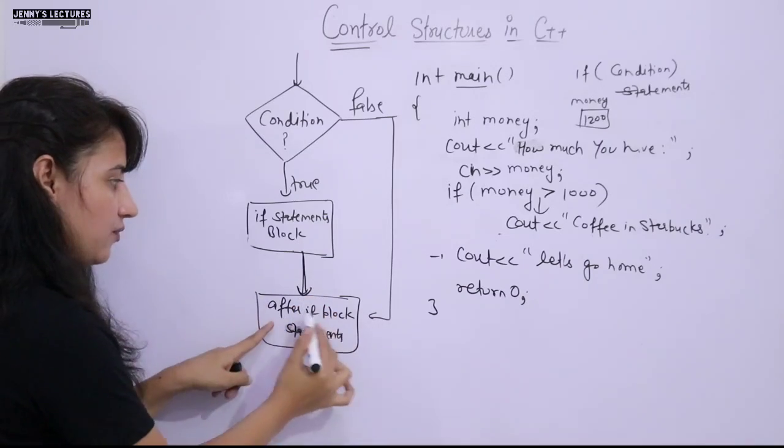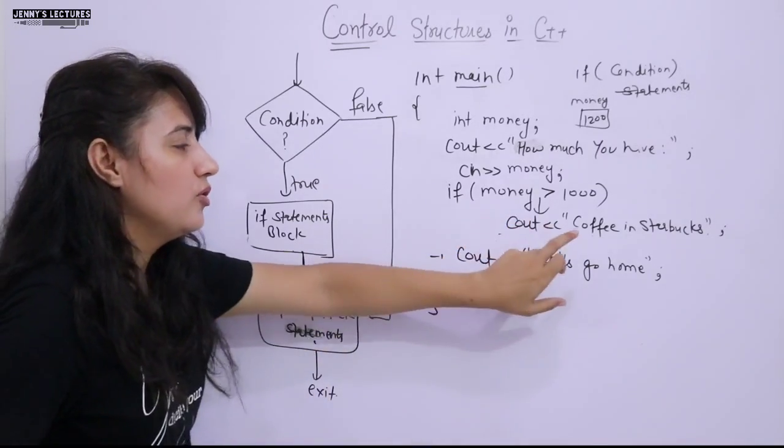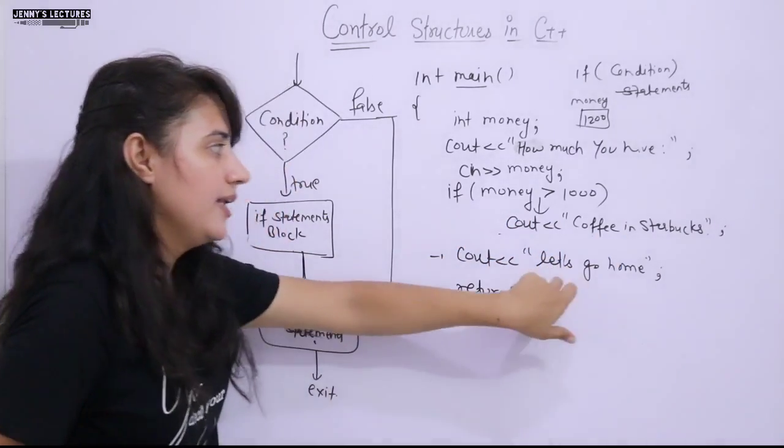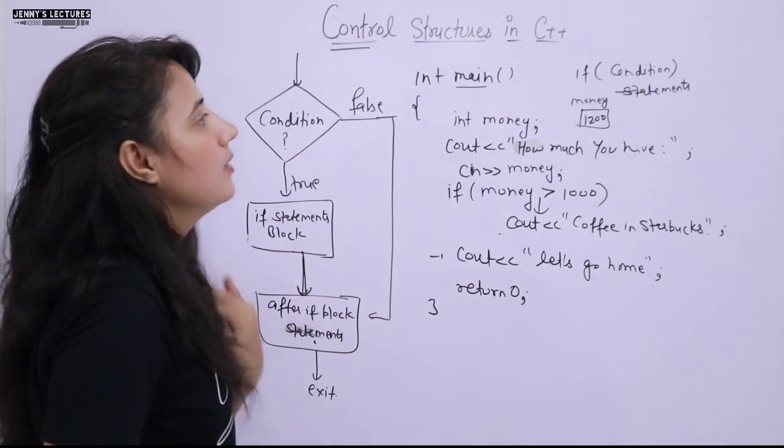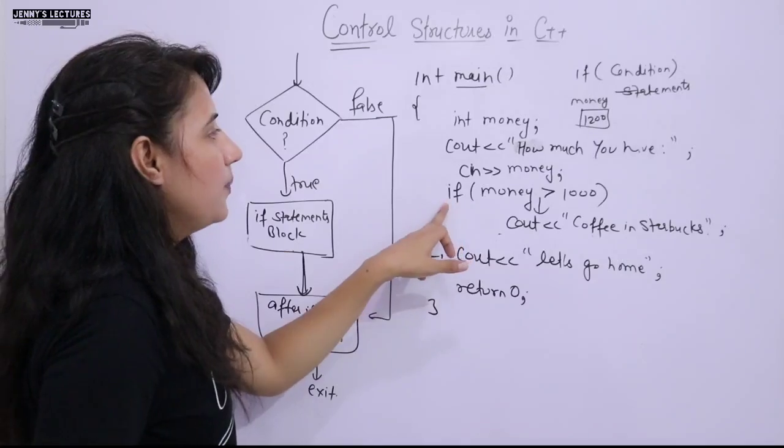This is the flow. Then after the if block. Now in this case, output would be coffee in Starbucks, let's go home. These two statements would be printed on the screen, right? So this is the working of the simple if block.